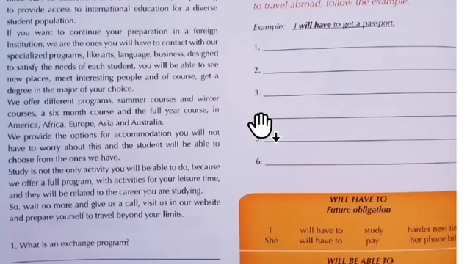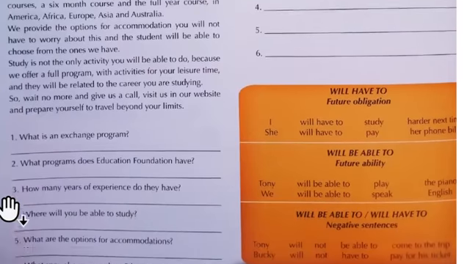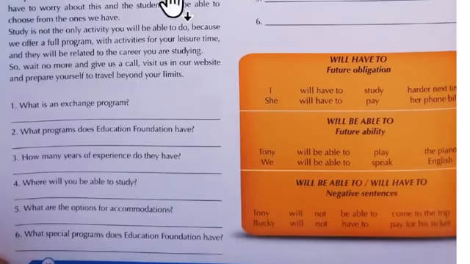Okay, now we have the article, and at the end we have 6 questions about it. The idea is you have to answer them in the right way. For example, the first one says, what is an exchange program? Number 2, what programs does the Education Foundation have? 3, how many years of experience do they have? 4, where will you be able to study? 5, what are the options for accommodation? And 6, what special programs does Education Foundation have? Okay, and you have to check the article.